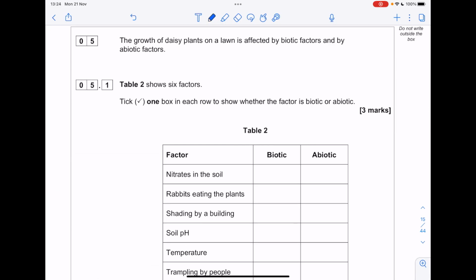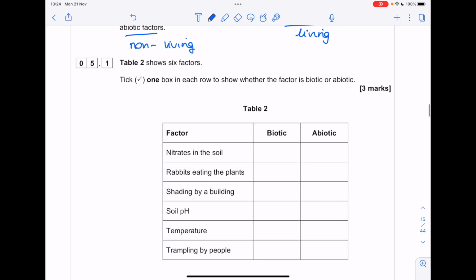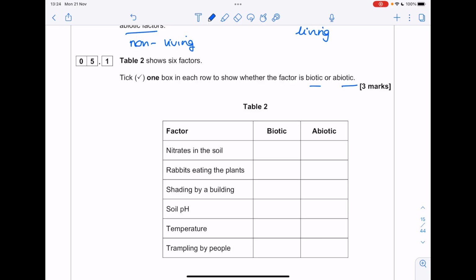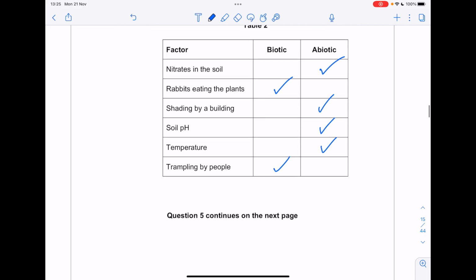The growth of daisy plants on a lawn is affected by biotic factors and abiotic factors, so living versus non-living factors. Table 2 shows 6 factors. Tick one box in each row to show whether the factor is biotic or abiotic. So nitrates in the soil, non-living. Rabbits eating the plants, a living factor. Shading by a building, abiotic. Soil pH, abiotic. Temperature, abiotic. People are alive, so biotic.